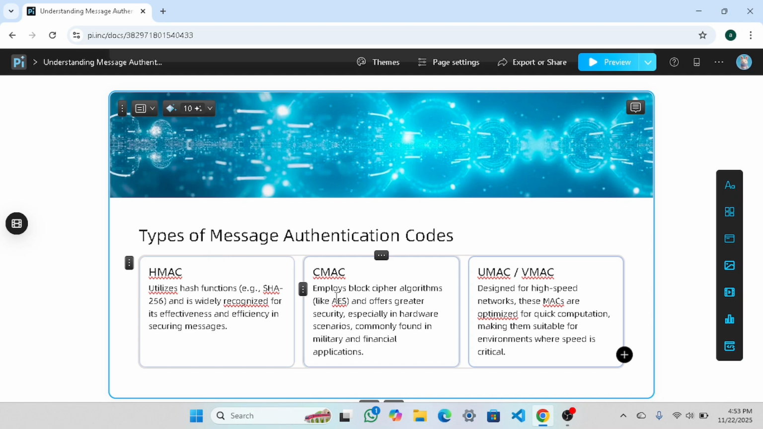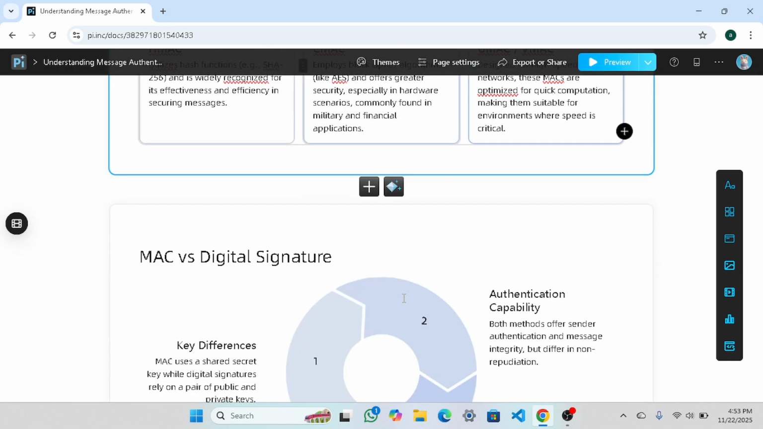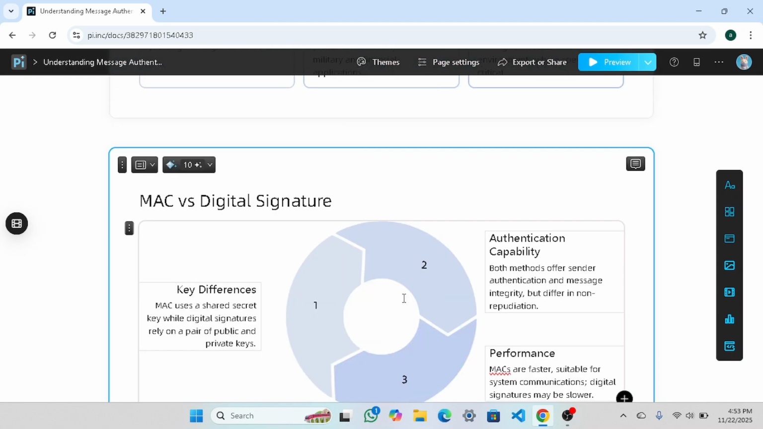The other one is CMAC. It's a cipher-based MAC. It uses block ciphers like AES. It's stronger for hardware-based security and used in military systems and the payment industry. VMAC is designed for high-speed networks. These MACs are optimized for quick computation, making them suitable for environments where speed is critical. They are much faster than these. So these were the types.